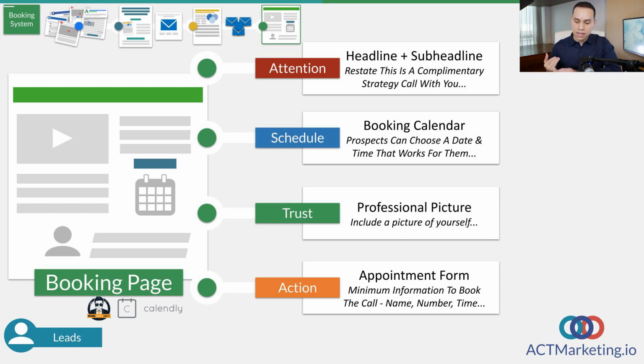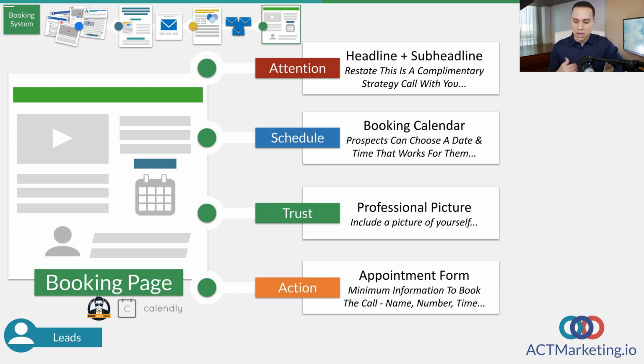So what needs to go on this page? Well, like I said, the good news is there's not a whole lot that needs to go on here. So all you need to do is have a headline and subheadline that clearly restates that this is a complimentary strategy or discovery call or whatever you're going to be calling the sales call, a clear way to actually schedule when they're going to talk to you, an actual picture of yourself. Please, please, please put a picture of yourself or a picture of whoever they're going to be talking to to humanize this process and just prove that, yes, you are a real person who's relatable.